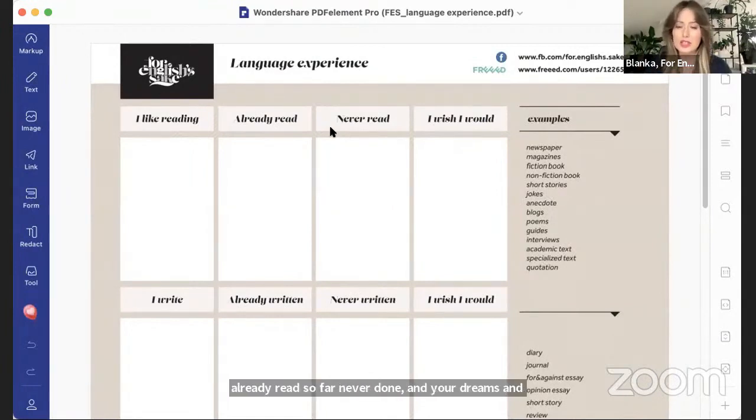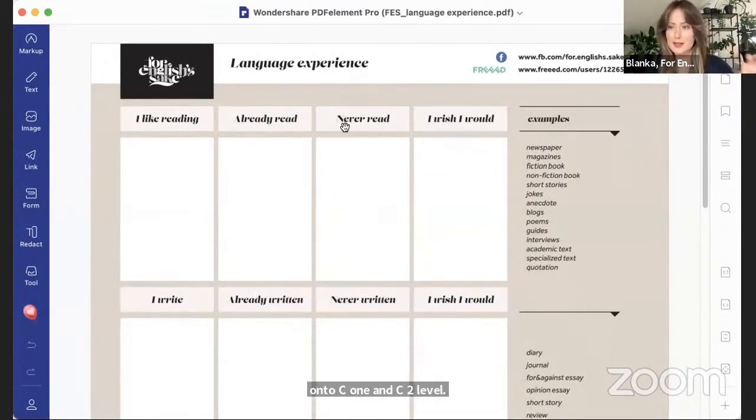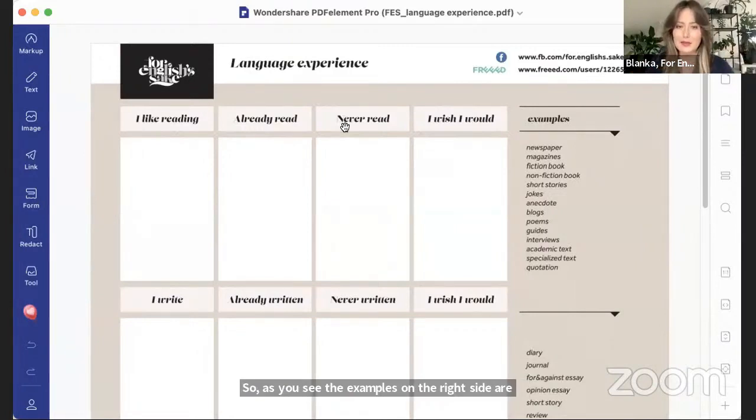This is a template that works perfectly for B2 plus levels and the students that want to bridge the gap and hop onto C1 and C2 level. So as you see, the examples on the right side are specifically designed for these levels. So you can just make it easier and adjust appropriately to your learners.